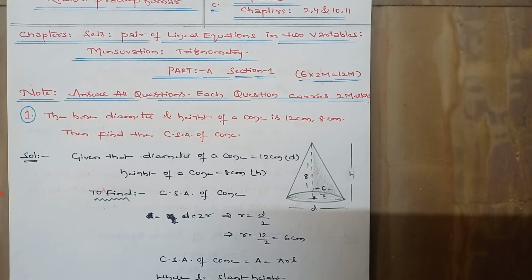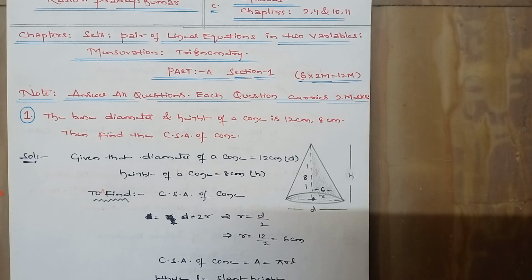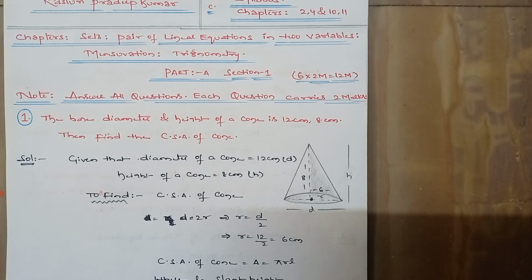First, I note what is given in the question. Given that the diameter of the cone is 12 centimeters, and diameter is 2 times the radius, right? Therefore radius equals 6, guys. The height of the cone is 8 centimeters. That is given. We need to find the CSA, the curved surface area of the cone.